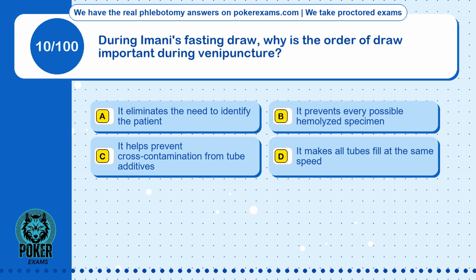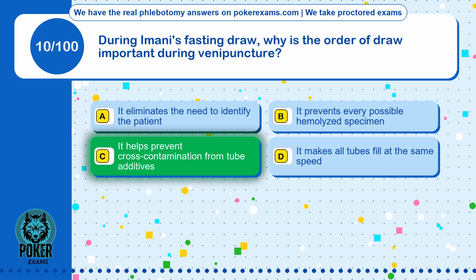Question 10. During Imani's fasting draw, why is the order of draw important during venipuncture? Option A. It eliminates the need to identify the patient. Option B. It prevents every possible hemolyzed specimen. Option C. It helps prevent cross-contamination from tube additives. Option D. It makes all tubes fill at the same speed.